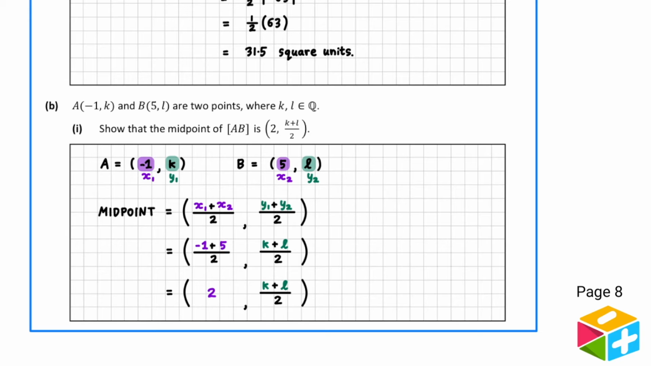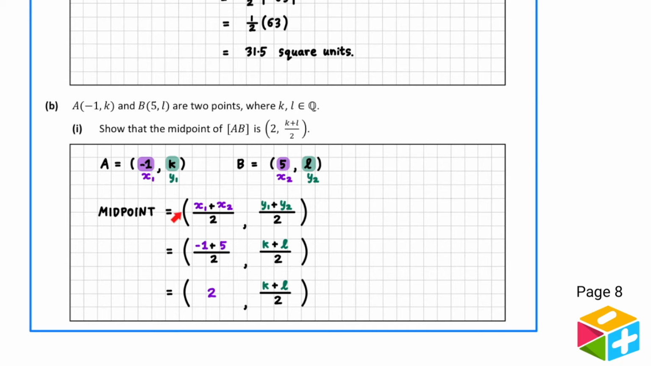In part B, we're presented with 2 points, A and B. We must show that the midpoint of the line segment AB is a specified value. Well, the formula book contains a result about the midpoint. It's equal to x1 plus x2 over 2, comma, y1 plus y2 over 2. Our first point is A, which is equal to minus 1, comma, k. We'll label the minus 1 as x1 and the k as y1. Our second point is B, which is equal to 5, comma, L. We label the 5 as x2 and the L as y2.